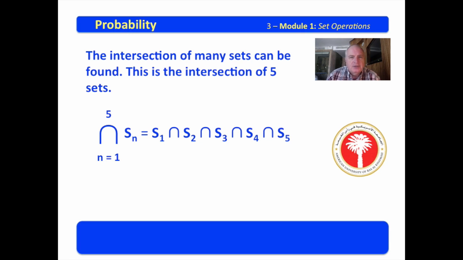Now here's an intersection of many sets. This is the intersection of 5 sets, very similar to the way we would write union, but this is the intersection as n goes from 1 to 5 of S sub n. That's the intersection of set 1 with set 2, intersected with set 3, intersected with set 4, intersected with set 5. And here's the symbology for the intersection of an infinite number of sets.